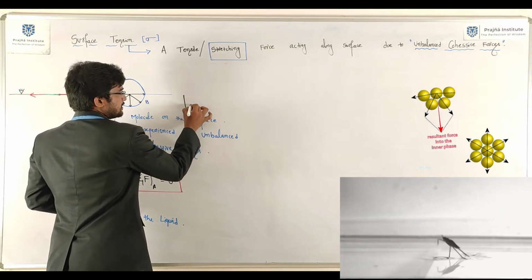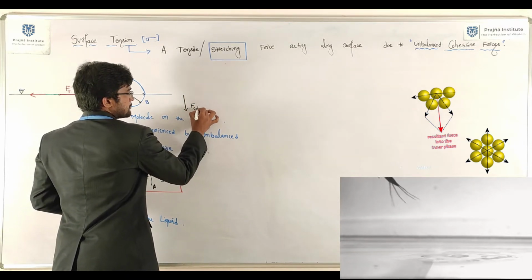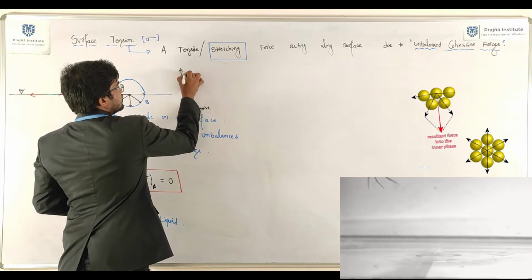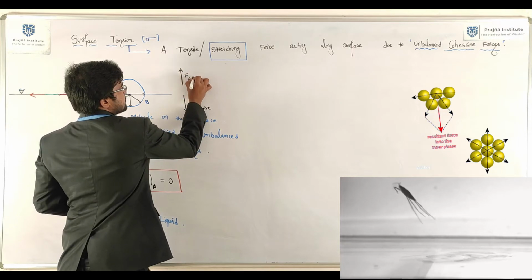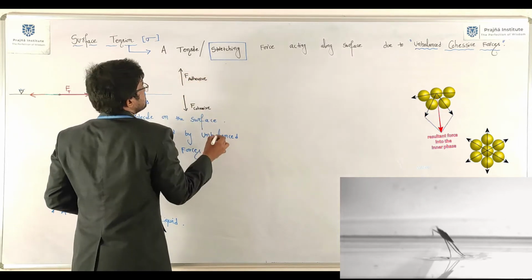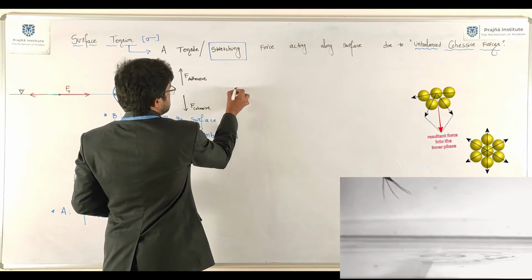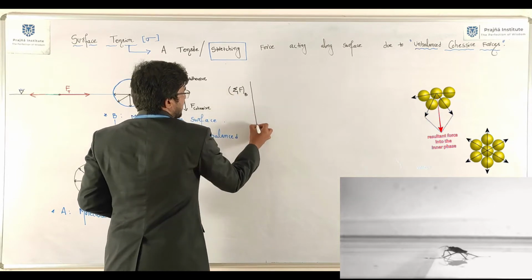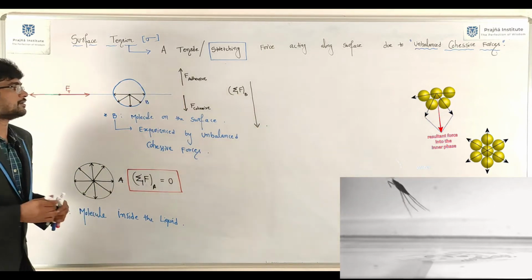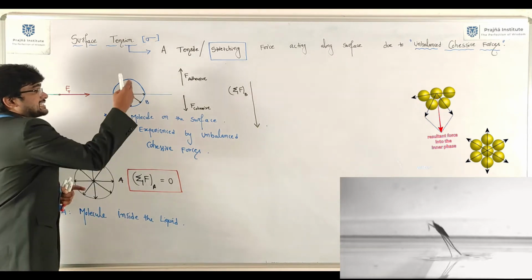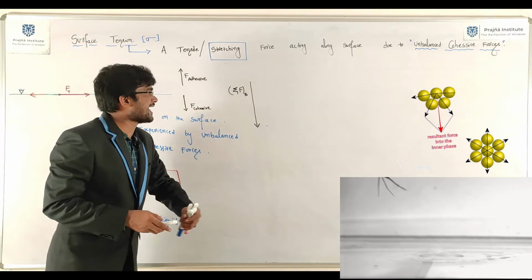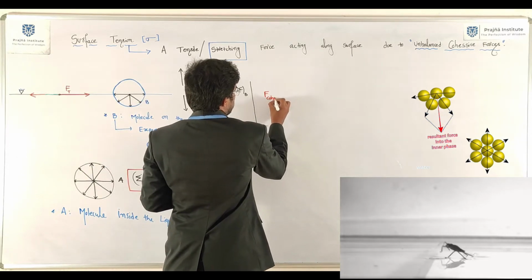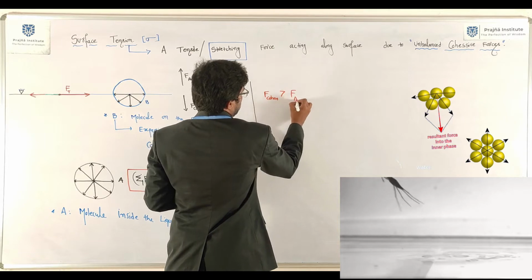Okay? Here, downward F cohesive, upward F adhesive. Here, sigma F on B will act in the downward direction. The net force acting on the molecule B is in the downward direction because F cohesive will be greater than F adhesive.